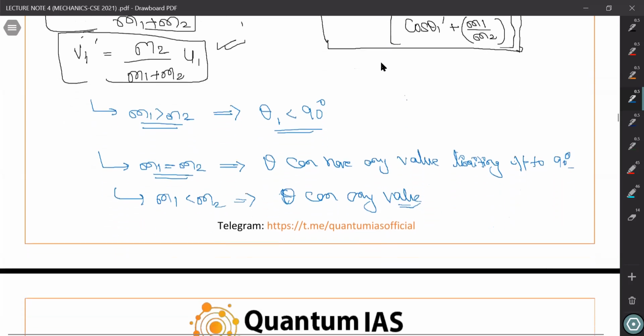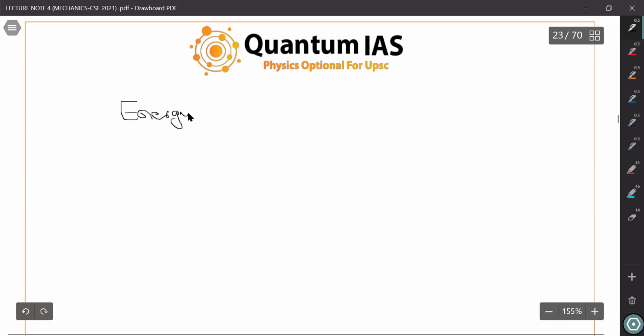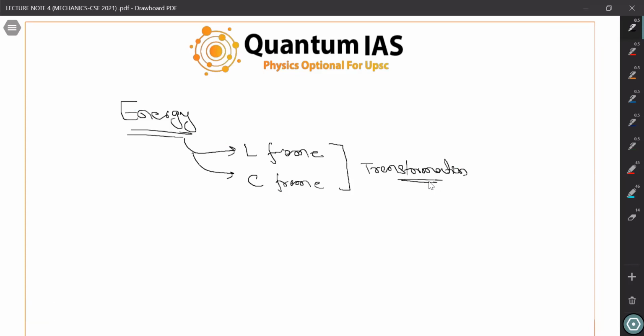One more thing, if you see the energy, you can simply write the energy in the L frame and the C frame, and then you can use the transformation. I'm not doing it right now because I'm going to give this in your assignment. From there I will check if you have done it or not.